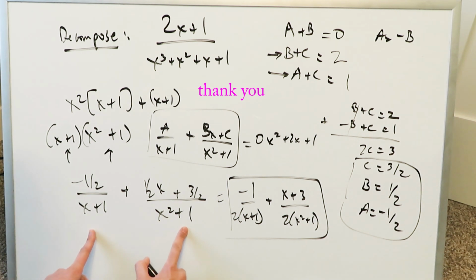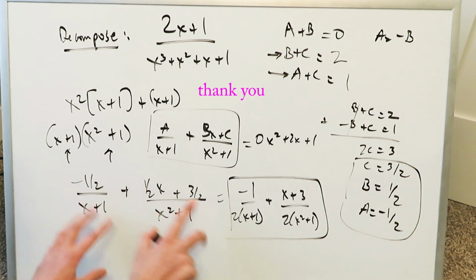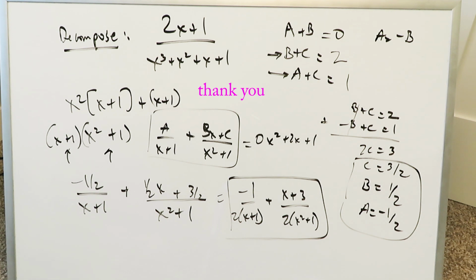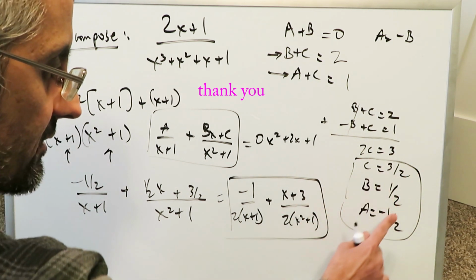You see the difference between here and here? It's the same thing, except here you're presenting it in a better format. This right here is your final answer. And that's it for this particular video. That right there is our answer, and it should be good. C is 3 over 2, B is 1 over 2, A is minus half.